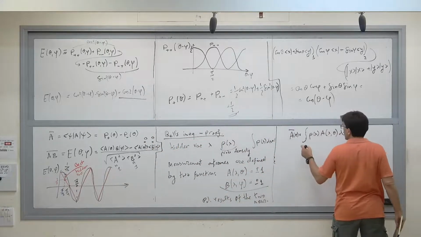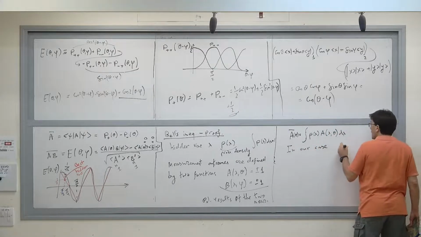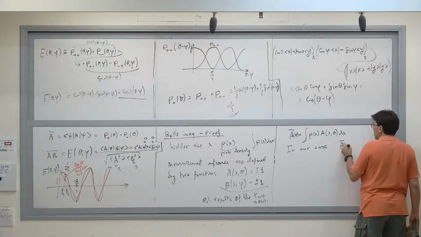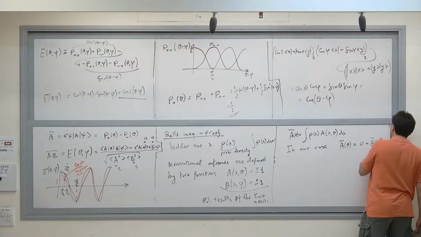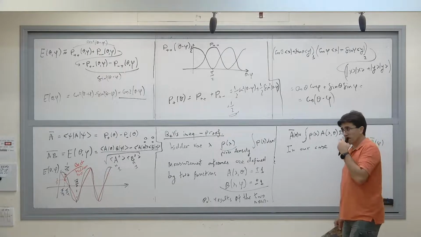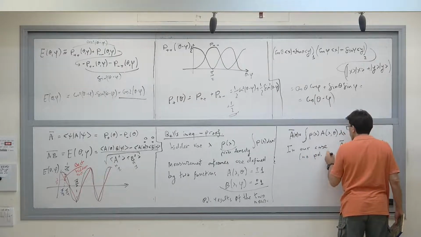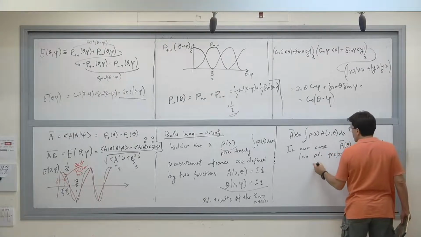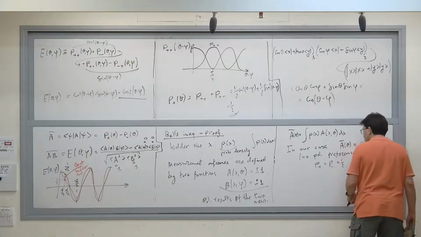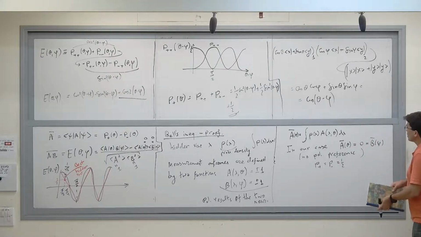So in our case, A average, it doesn't matter what theta is, of any theta, equals 0, and equals also B average of phi, because there's no polarization preference. Or in other words, P of plus equals P of minus equals half. So this is what we get.